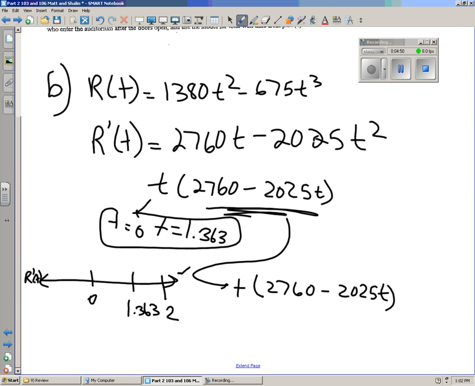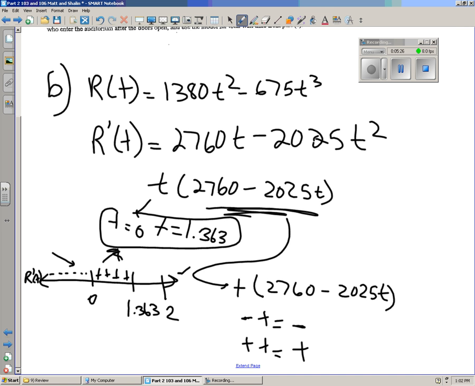When you plug in a number before 0, so let's say -1, you're going to get a negative, and 2025 times -1 is a negative, so then you're going to add that. So it's going to be negative times positive equals negative. So this is negative, you're going down. And from 0 to 1.363, we can do 1. So 1 would be positive, and then that would be positive as well. So we get a positive, going up.